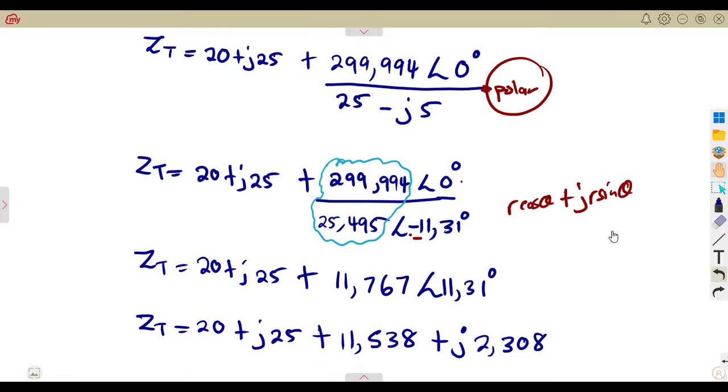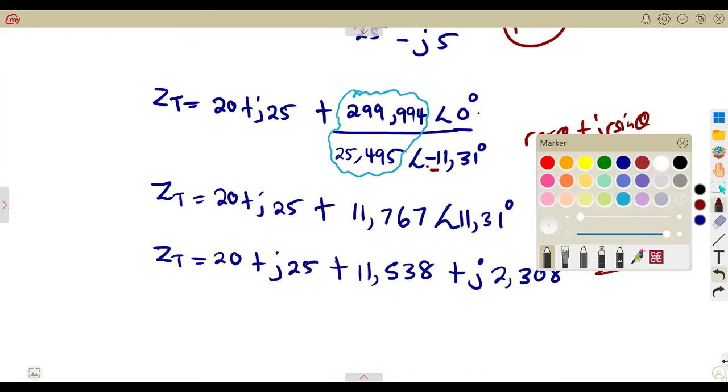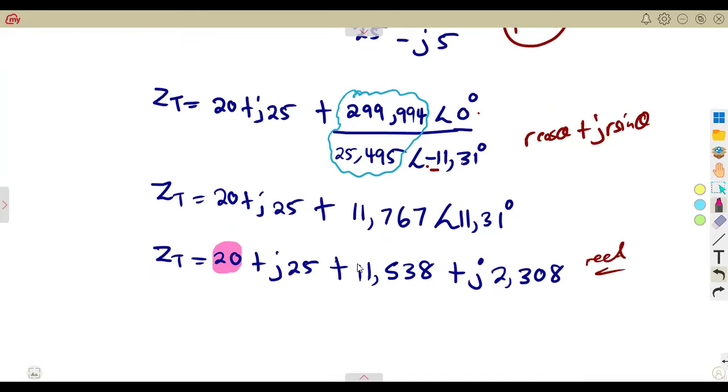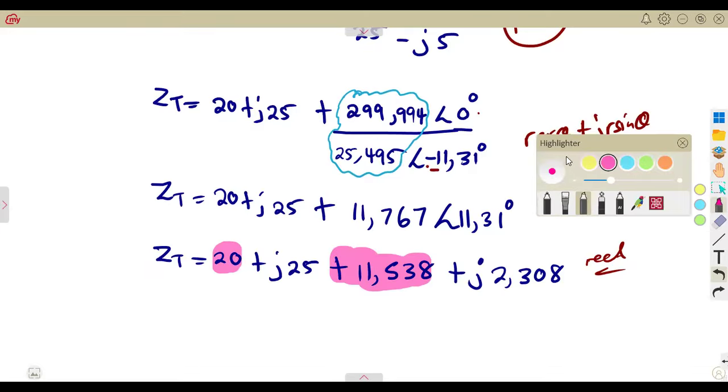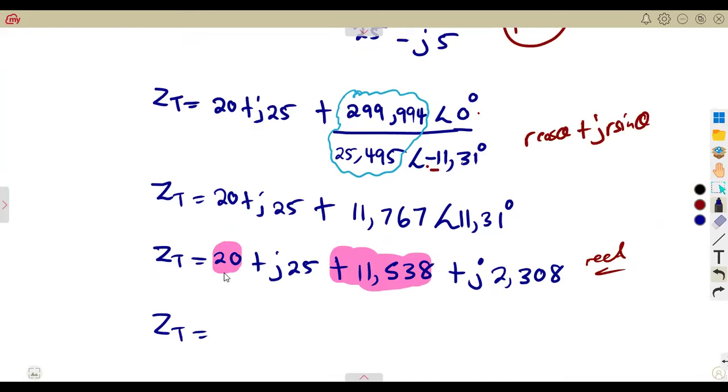For addition, it's best for us to have the numbers in rectangular form, since all we need to do is add the real terms separately. This real term is added to this real term. That is the idea there. So if you add this, you're going to obtain Z_T equals 20 plus this, which is 31.538.